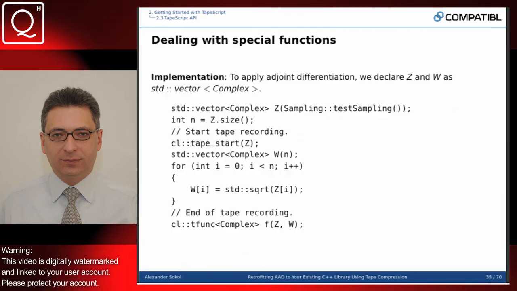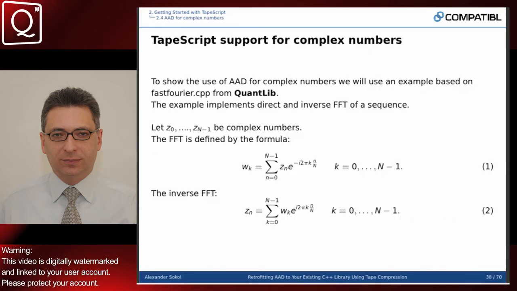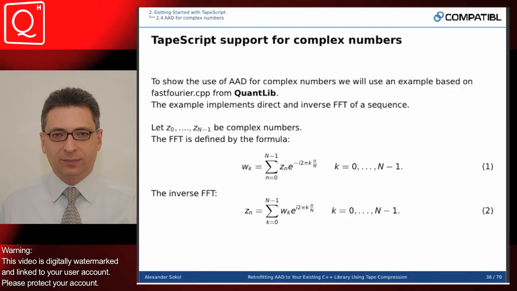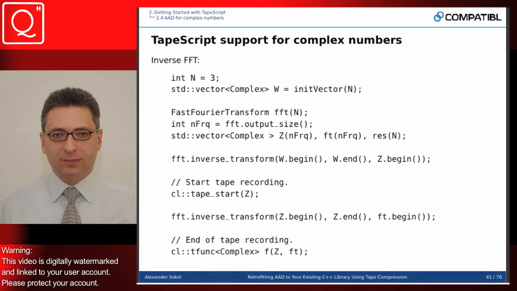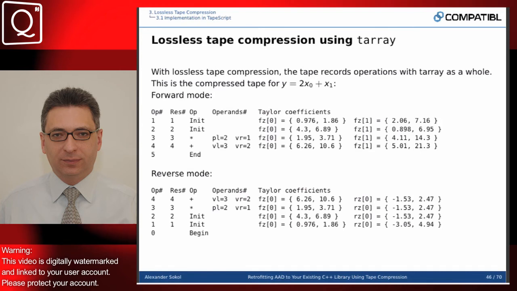Now, special functions, as I mentioned, need analytical differentiation, and then TapeScript or CPPAD has to support them. This is already done, but you may need to extend it if you're using a special function we don't support. Again, please feel free to call or email or submit a ticket on GitHub requesting us to do it. There are a few slides here on how it works with complex numbers for FFT, which I will skip. Okay, and now finally, before I go to the actual code, here's tape compression.